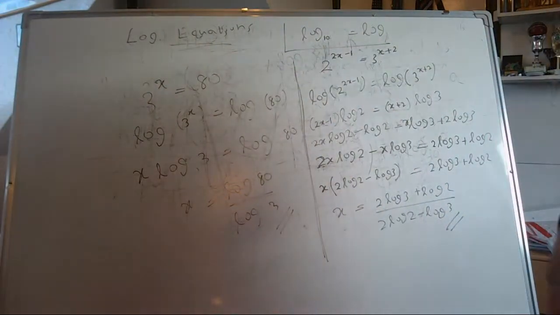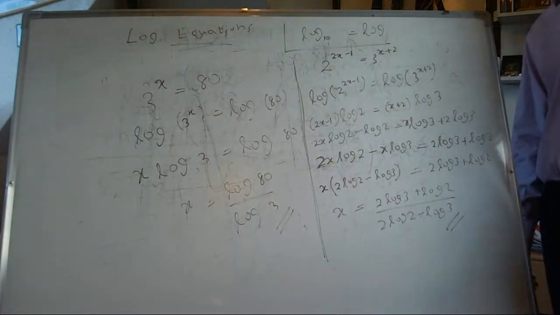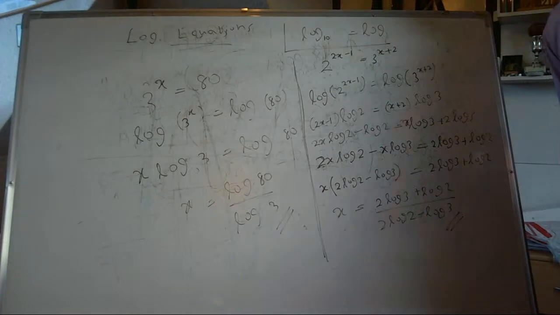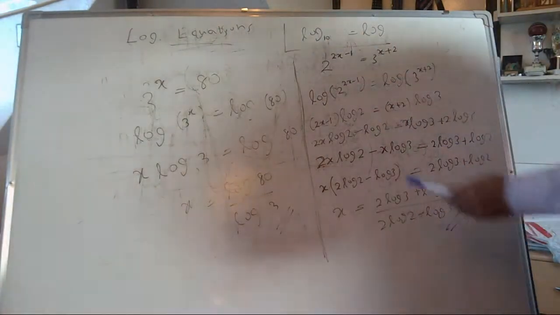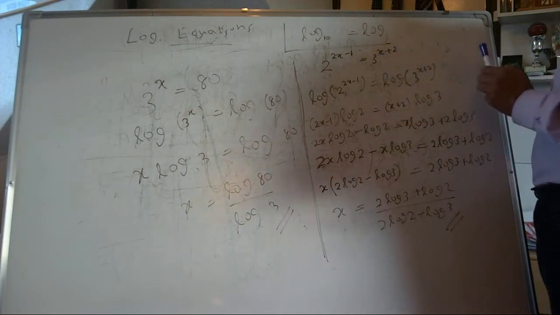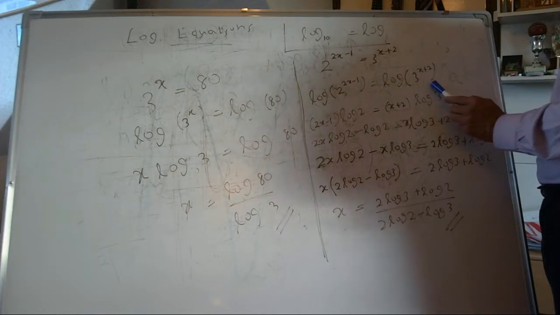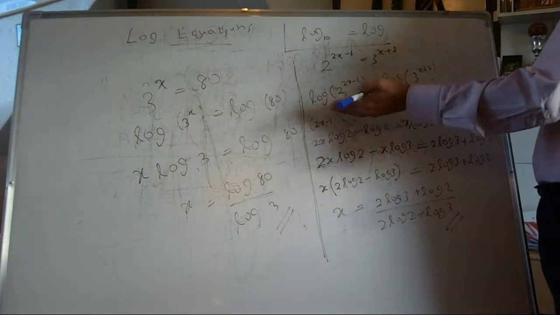However, these can get complicated, and sometimes you can get a quadratic equation as well. So let's just quickly go through this example again. We have 2 to the 2x minus 1 equals 3 to the x plus 2. That means log of that side is equal to log of that side, because remember, if this is equal to that, you can take the log of the same thing.